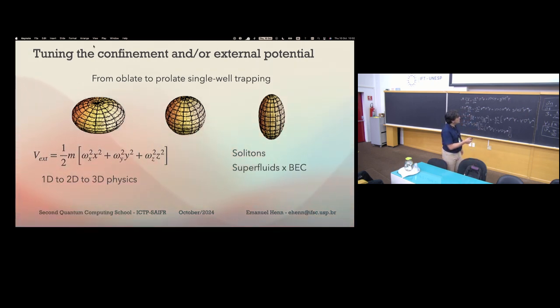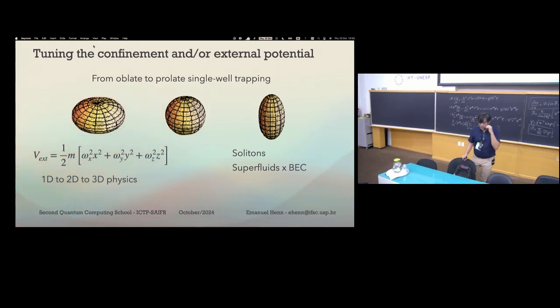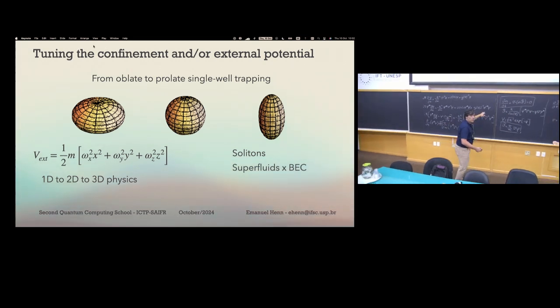You can, of course, study superfluids and BEC, because as I told you, when you go to 2D, the critical temperature that we wrote here yesterday goes to 0. So you can have a superfluid without a BEC. And this is the same in 1D. What changes? The density of states. And the critical temperature goes to 0. So you can look for these differences.